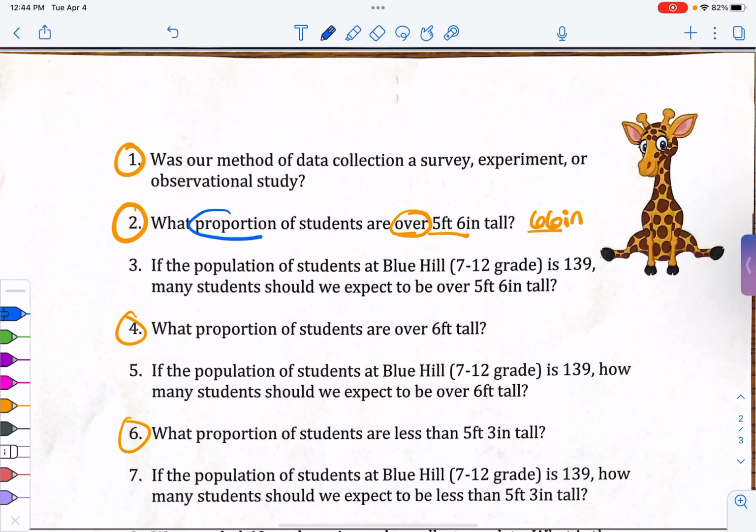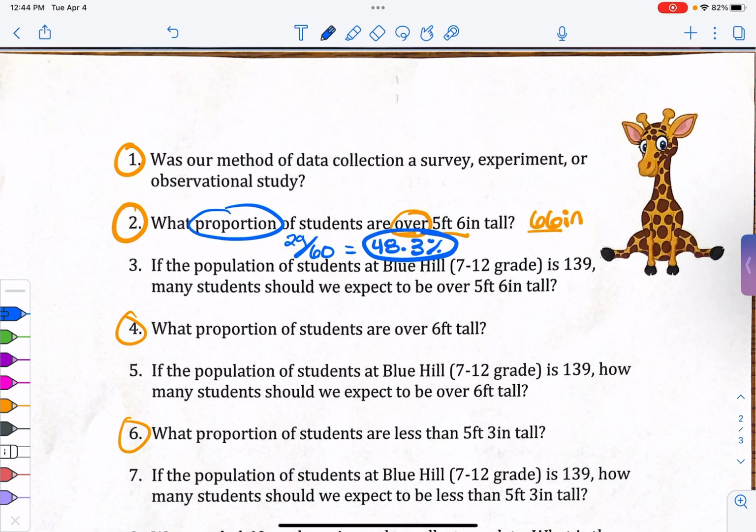29 students that are over 66 inches tall, okay? And so for a proportion, that would be 29 out of, we said there's 60 total students that we did. I think 60. Yeah, 60 total students. And if it was 30 out of 60, that would be exactly 50%. But let me calculate what that is. 29 out of 60 is exactly like 48.3%. Okay, that's what the percentage is for the proportion over 5 foot 6 inches tall.